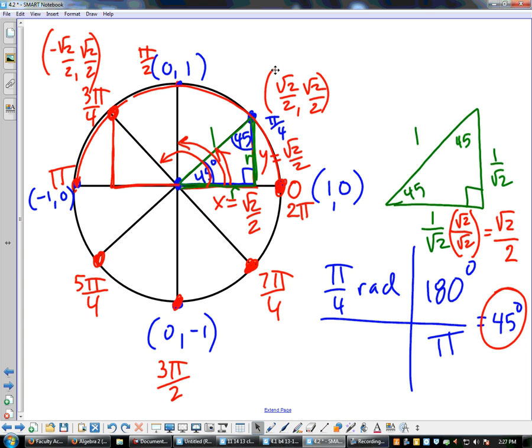What about at 5 pi over 4? My picture was not very good, but you get the idea. So what would 5 pi over 4 be? What's that ordered pair going to be? Steph? All right, and what about at 7 pi over 4? What's that one going to be, Allison?